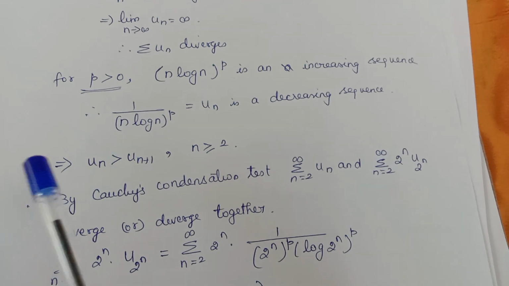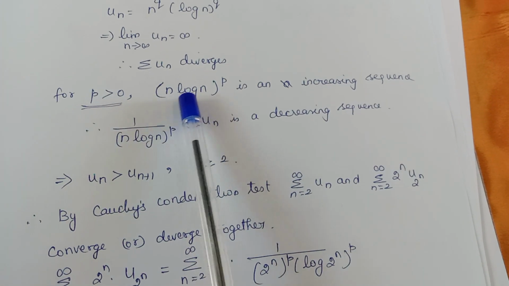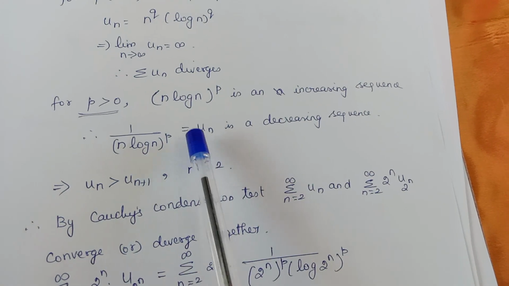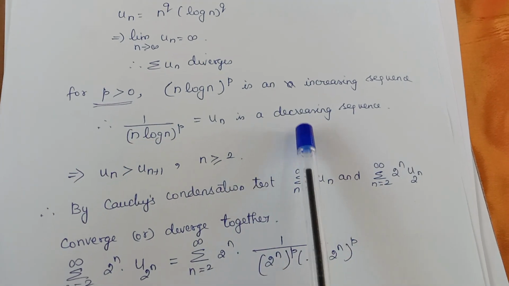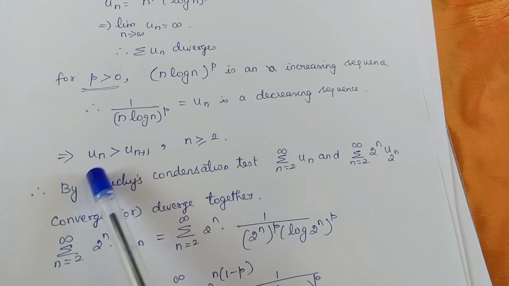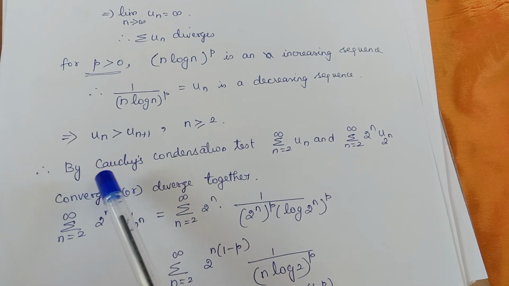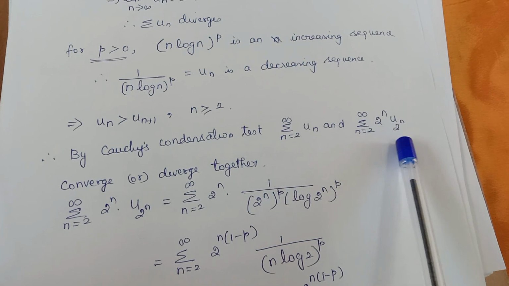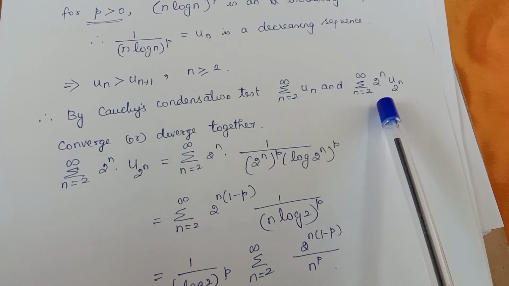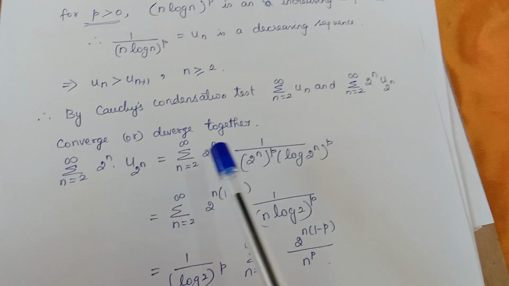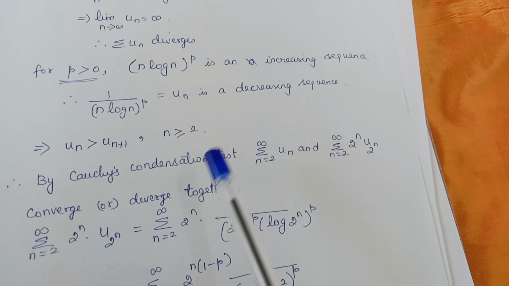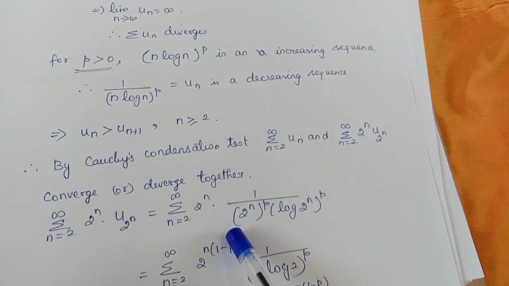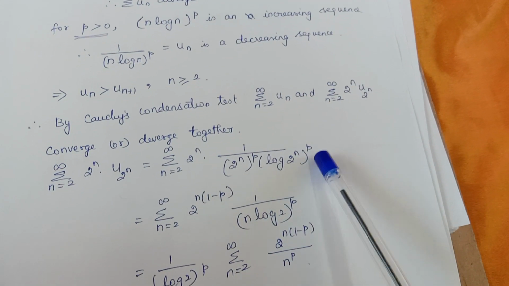What about for p greater than 0? For p greater than 0, (n log n) power p is obviously an increasing sequence. Therefore, 1 by (n log n) power p will be a decreasing sequence. That is, Un is greater than Un plus 1. So, by Cauchy's condensation test, sigma Un and sigma 2 power n u 2 power n converge or diverge together. So, let me check what is sigma 2 power n u 2 power n. Replace all n by 2 power n.